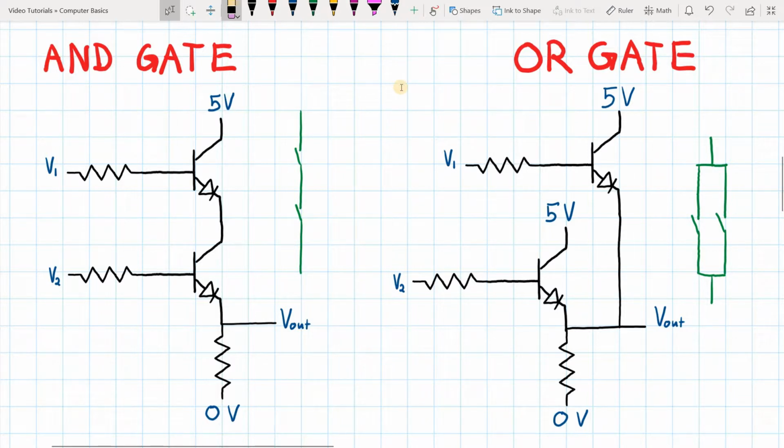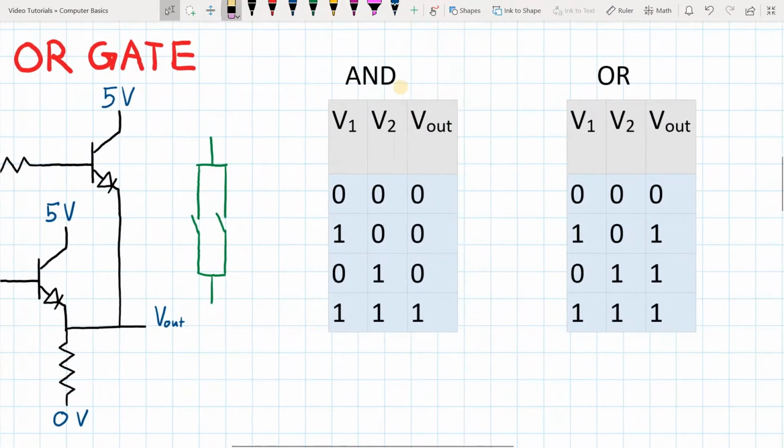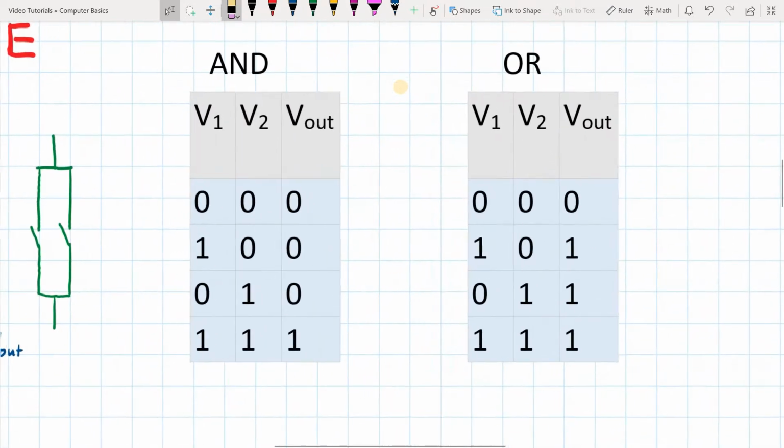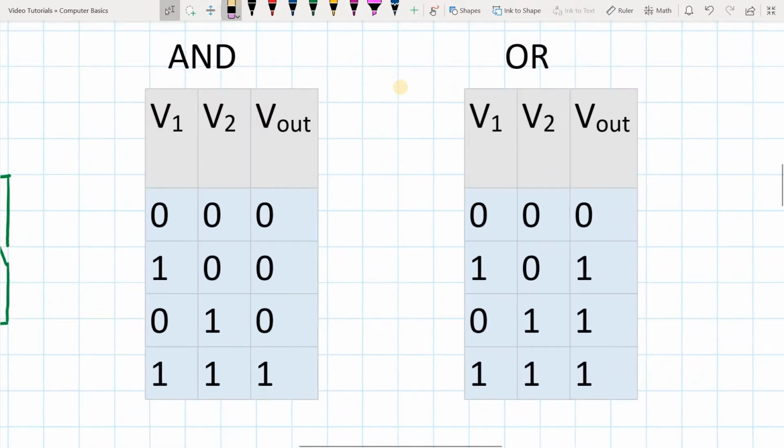This is the complicated looking circuitry. Over here we just use what we call logic tables. So I'm going to zoom in on these. With these logic tables, we can just represent how the circuit performs. So in the AND gate, as you can see here, both V1 and V2 have to be on. So here's the column for V1 and V2 and V out. We care about this column.